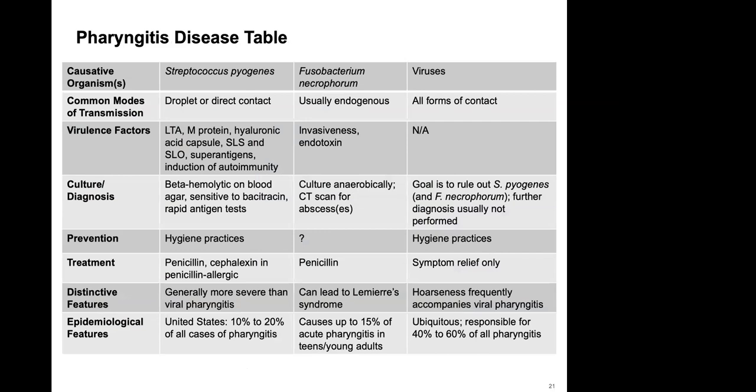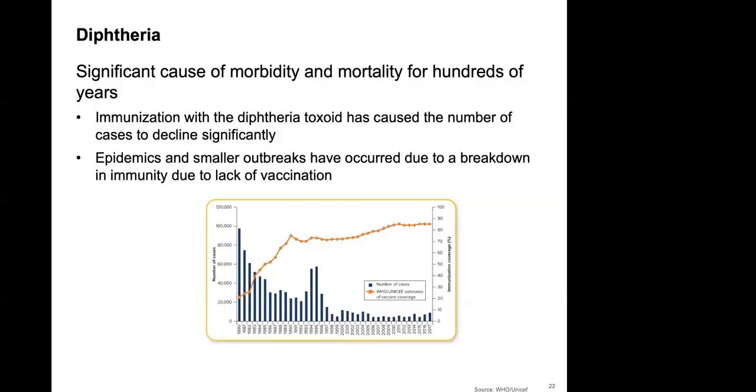All right, and then here's the table that sort of summarizes the different types of pharyngitis that can result. Diphtheria has caused significant morbidity and mortality for hundreds of years. We do have immunizations against diphtheria now, and this has actually caused cases to decline significantly.